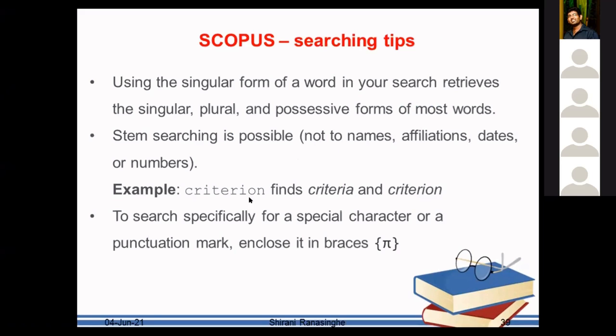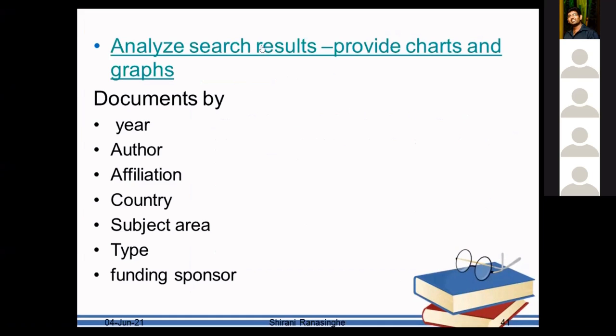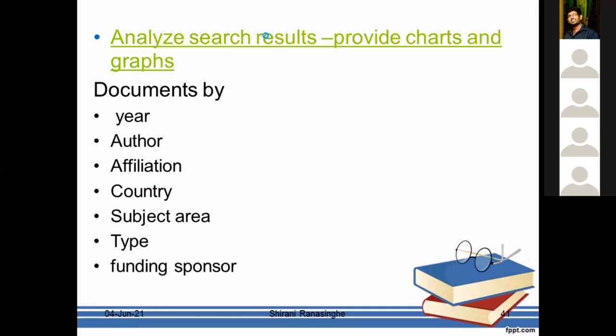Again, we have truncation or stem searching. And this is the search result page. You can analyze search results, and also get citations. There are some filters here. You can analyze search results by year, author, affiliation, country, subject area, type, funding sponsor. Here you can see you can get a graph like this, documents by year.